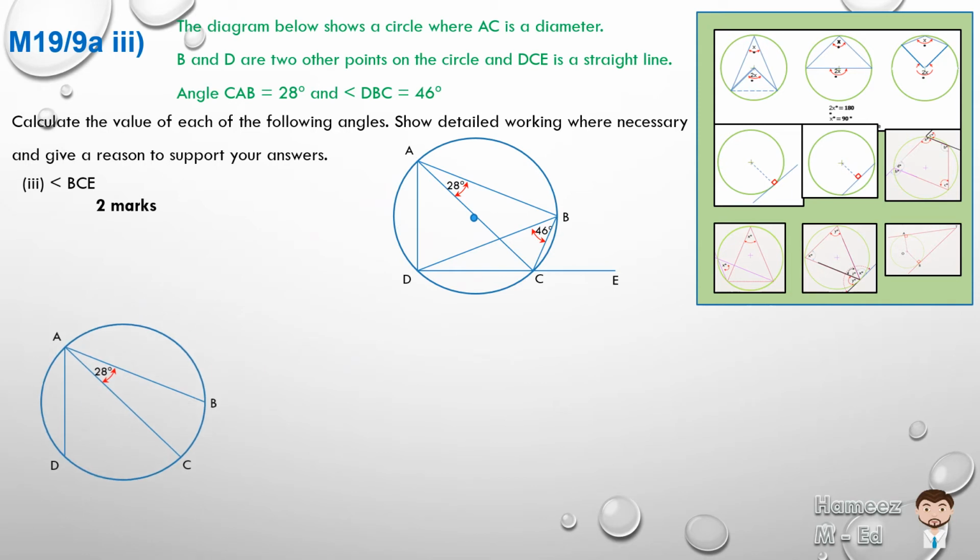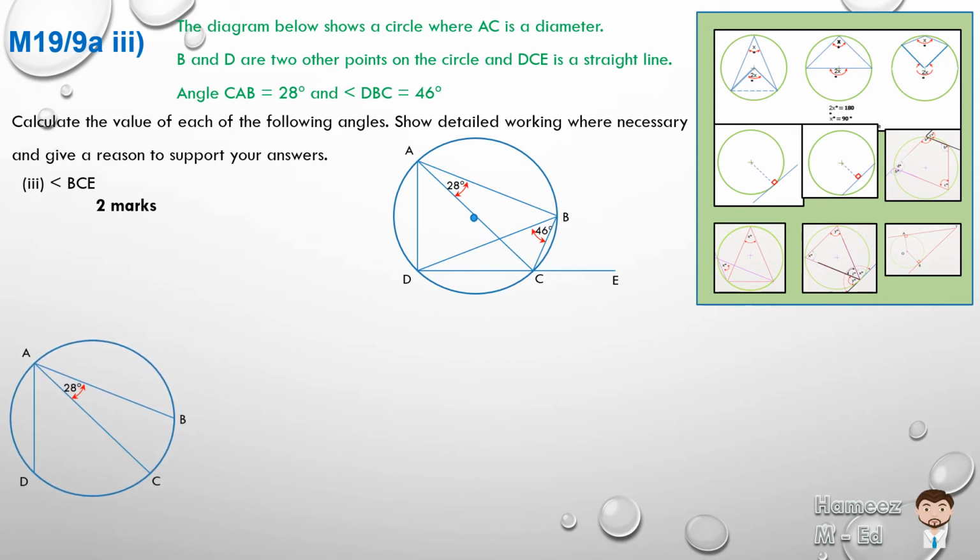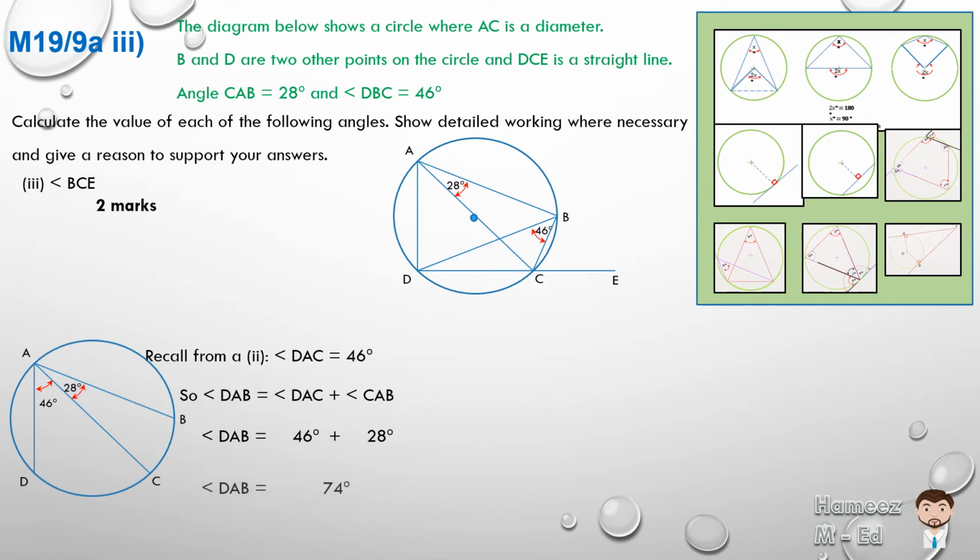So let's extract it. And what do we know? We know one of the angles is 28 degrees as given, and the other angle is 46 degrees. And where did we get this 46 from? In part 2 of the question, we worked that out. So how do we get the whole angle? Well, angle DAB is equal to angle DAC plus angle CAB. And if we substitute, we're going to get 46 degrees plus 28 degrees, and that's going to give us 74 degrees. So 74 degrees is the entire interior angle on the top left of the cyclic quadrilateral.